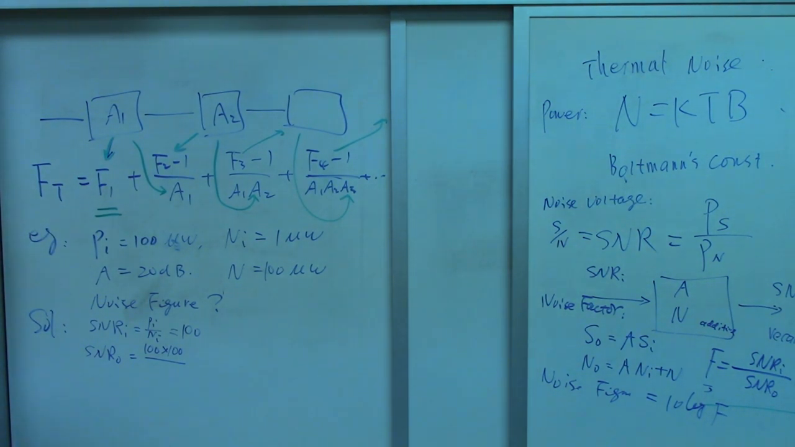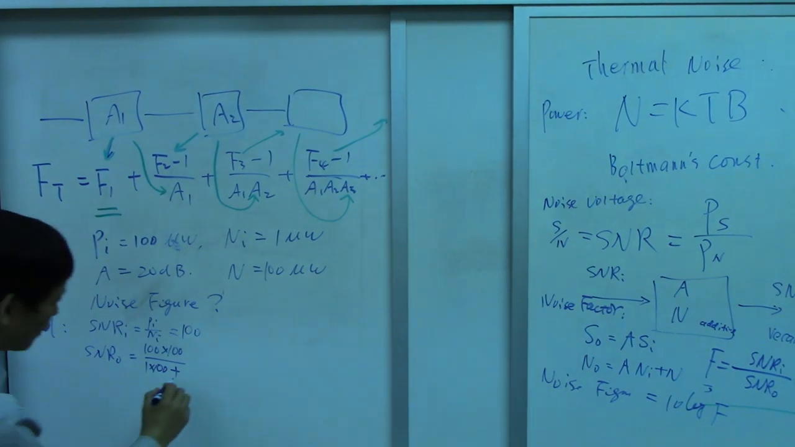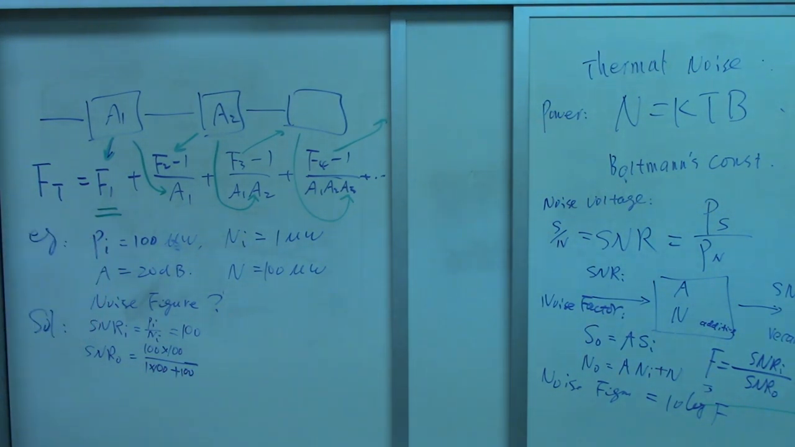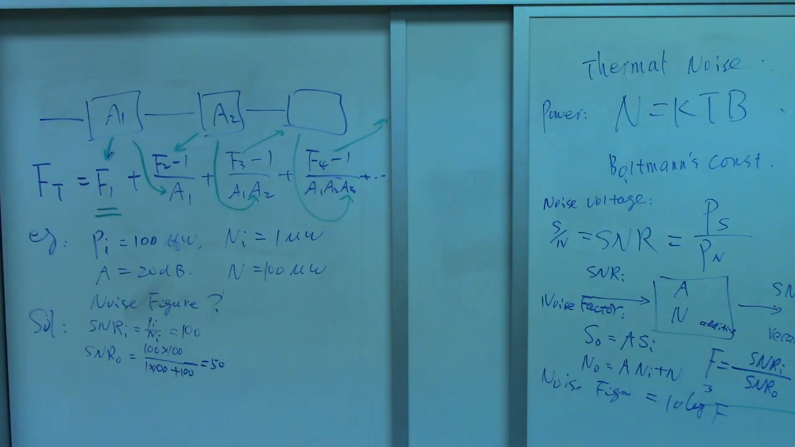Right? How about the output noise? The output noise power equals the input noise, which equals 1, times the gain. Again, equals 100, not 20 dB. Keep in mind, don't use 20 dB. Then plus the additive noise, which is 100. So on the top, that will be 100 times 100. The bottom equals 200, so that one equals 50, right?